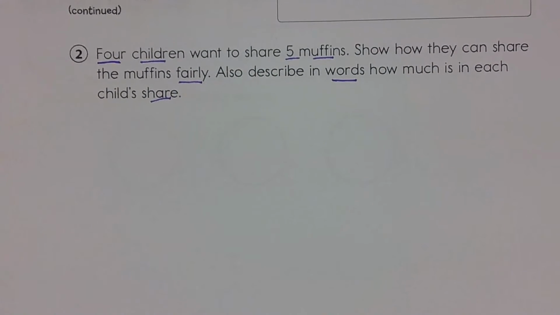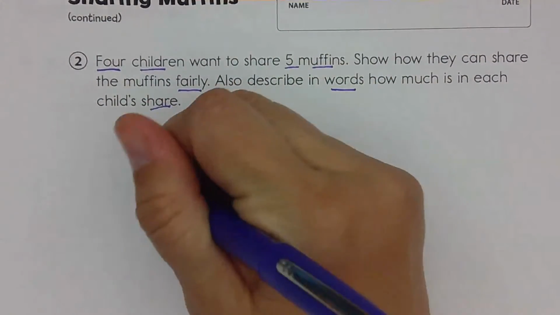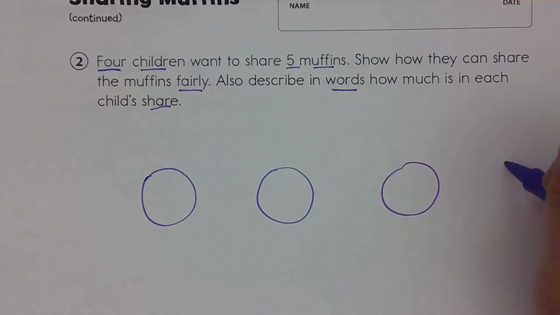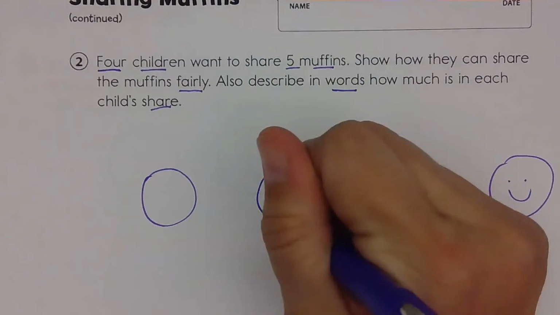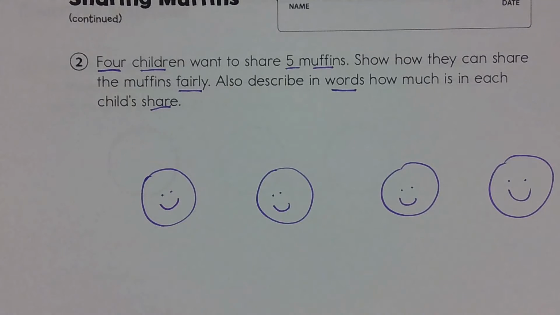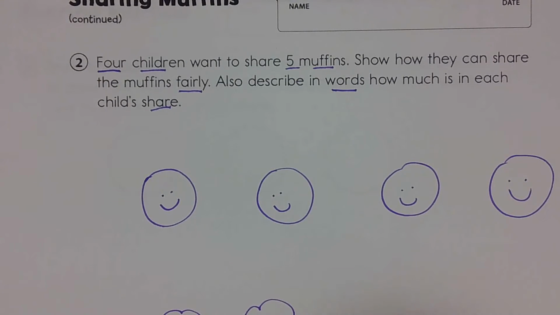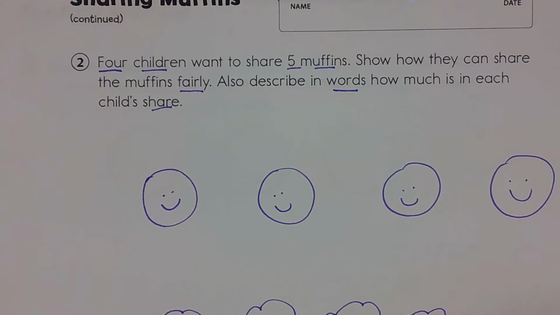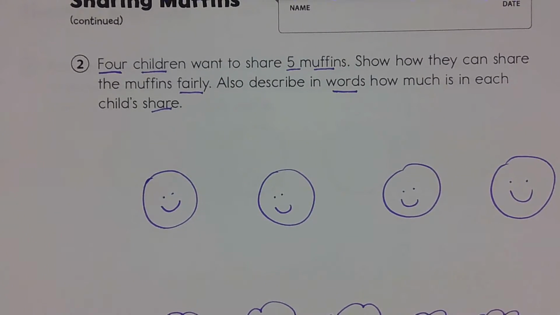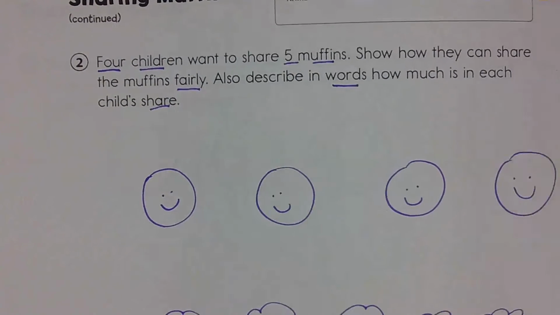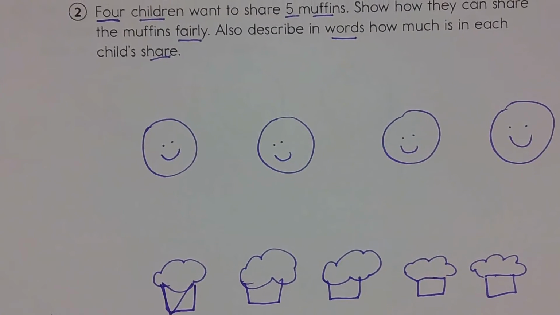So I know that I have 4 children. So here are my 4 children. They're all very happy because they are getting ready to share some muffins. That would make anybody happy. And then here are my 5 muffins that we are going to share with these 4 children. All right. Oh, sorry. Couldn't see that. Here we go. All right.